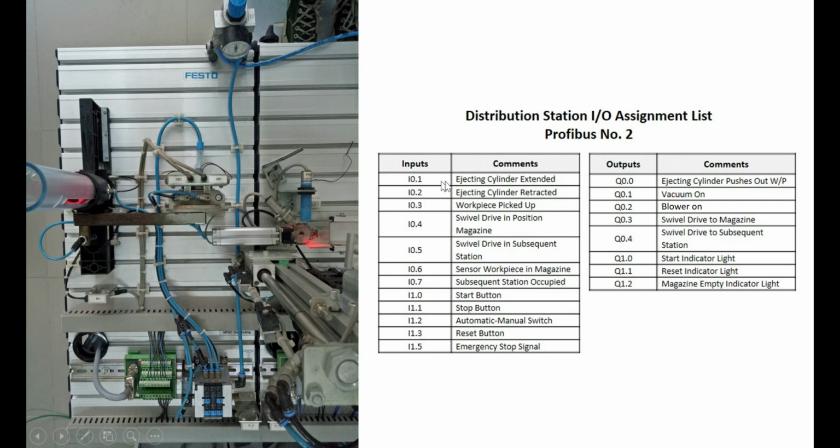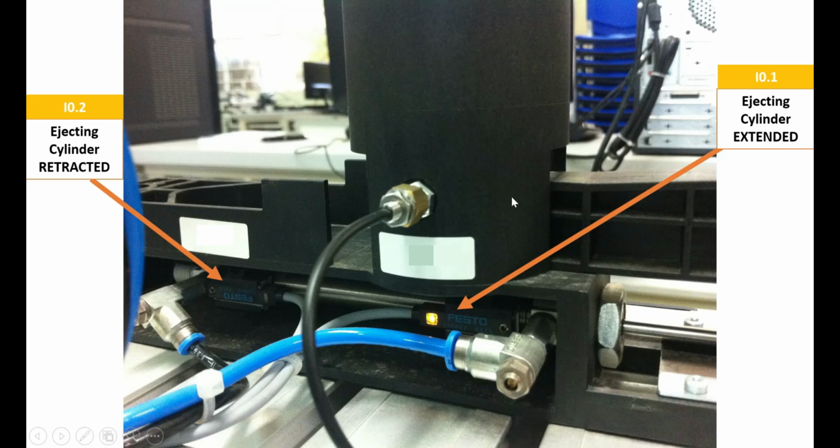I0.1 is for ejecting cylinder extended, and I0.2 is for ejecting cylinder retracted. The closer look for that one is this. We have two sensors that is connected with the cylinder, I0.2 and I0.1. I0.1 will activate when the cylinder is extended, and I0.2 will activate when the cylinder is retracted.